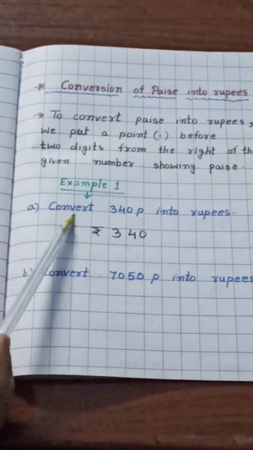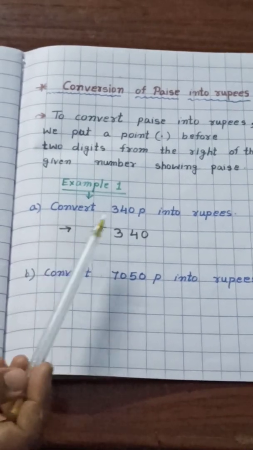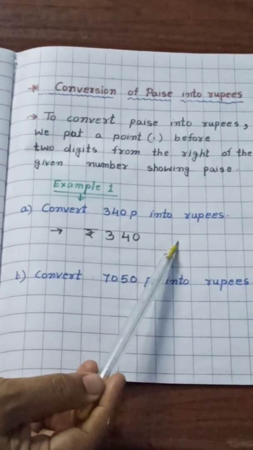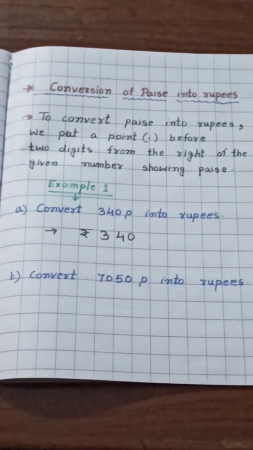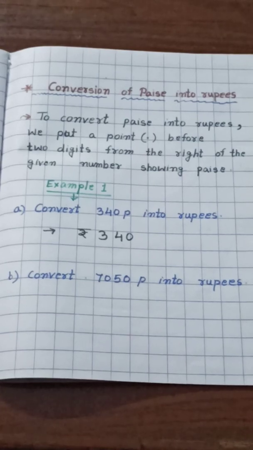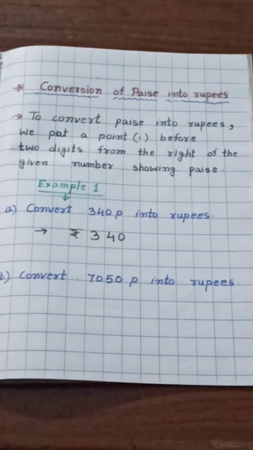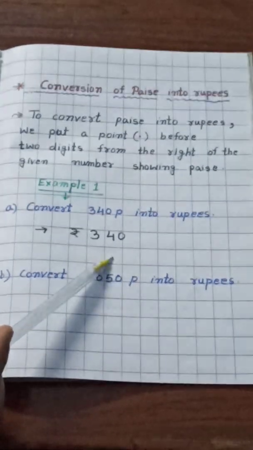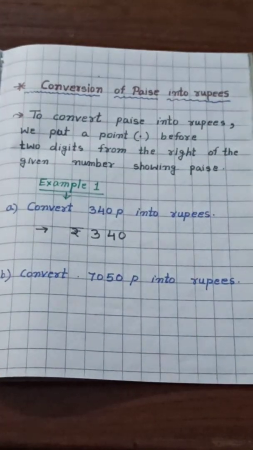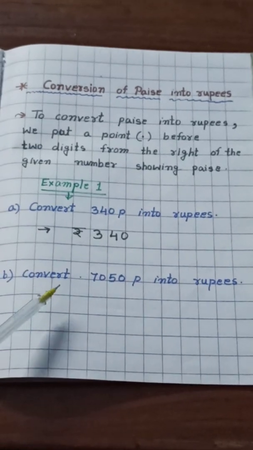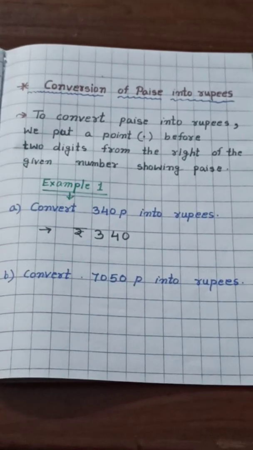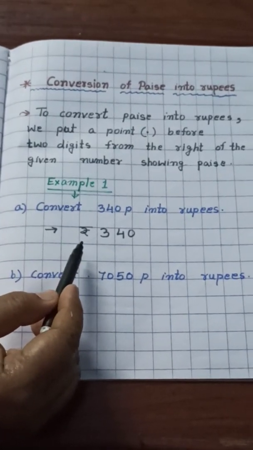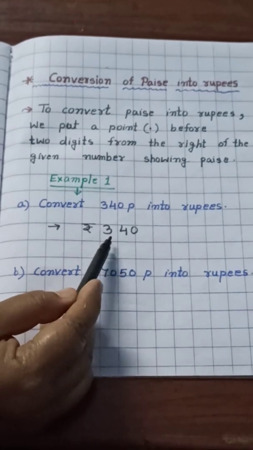Let's look at the first example. Convert 340 paise into rupees. Children, as we know, 1 rupee is equal to 100 paise. So one method is to divide this number by 100. But today I will teach you a very easy method. First of all, write down this amount and put the symbol of rupees. Okay, so this amount I have written.